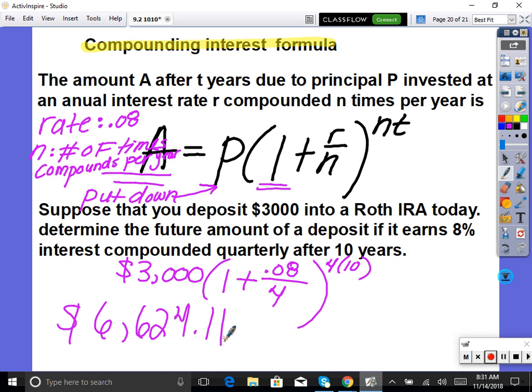So that is the end of the lesson. So you will now do evens or odds for 9.2. You know the drill.